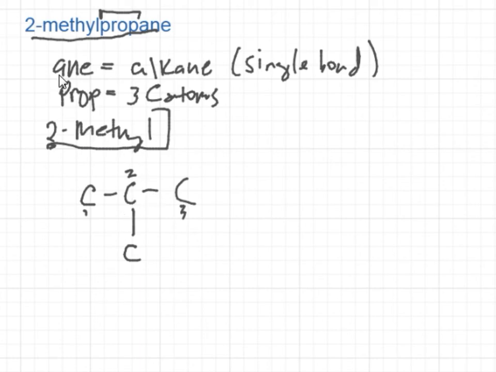So again, in 2-methylpropane, the A and E indicate that it is an alkane, which has a single bond of carbon to carbon atoms. The prop tells us that it has 3 carbon atoms, and the 2-methyl indicates that there is a methyl group attached to the second carbon atom of the compound.